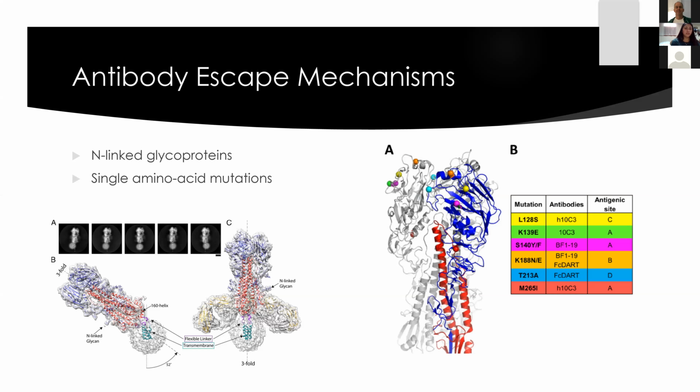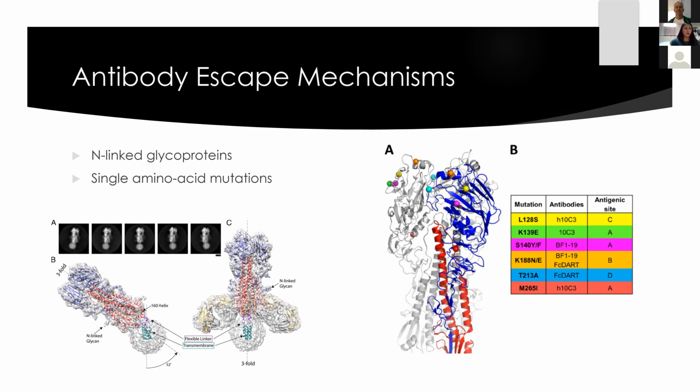So 10,000 single amino acid mutations. These usually happen in the globular head of the protein right here. So you can see all the different antigenic sites. These mutations, they're also called epitopes. They can also happen near the fusion peptide. There's a couple down here. But basically, they decrease the binding of the antibodies and they increase the binding to the host cell.